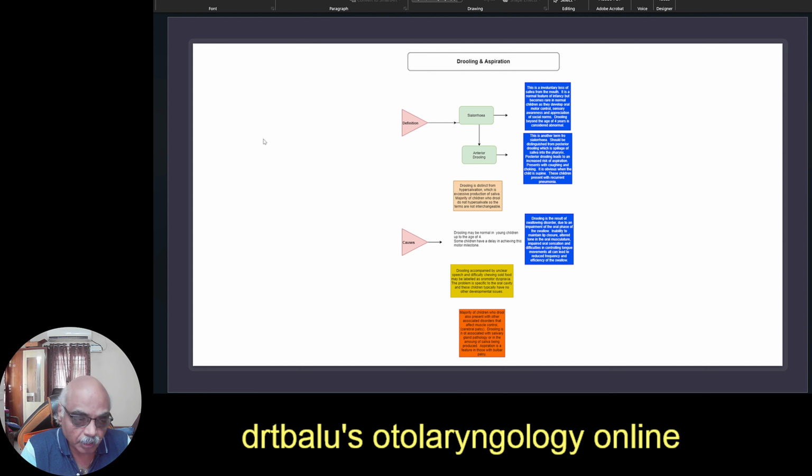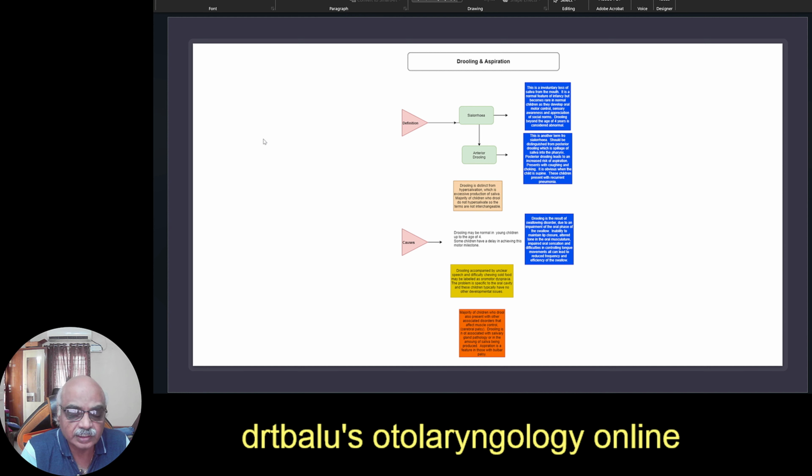I have already told you drooling may be normal in young children, say up to the age of 4, and this happens because some of these children have a delay in achieving motor milestones. Actually, drooling could be considered a swallowing disorder due to impairment of the oral phase of the swallow. These children have an inability to maintain lip closure. They can have altered oral musculature tone, impaired sensation and difficulties in controlling their tongue movements, and these can lead to decreased efficiency of swallowing, which in turn can be a cause for drooling.